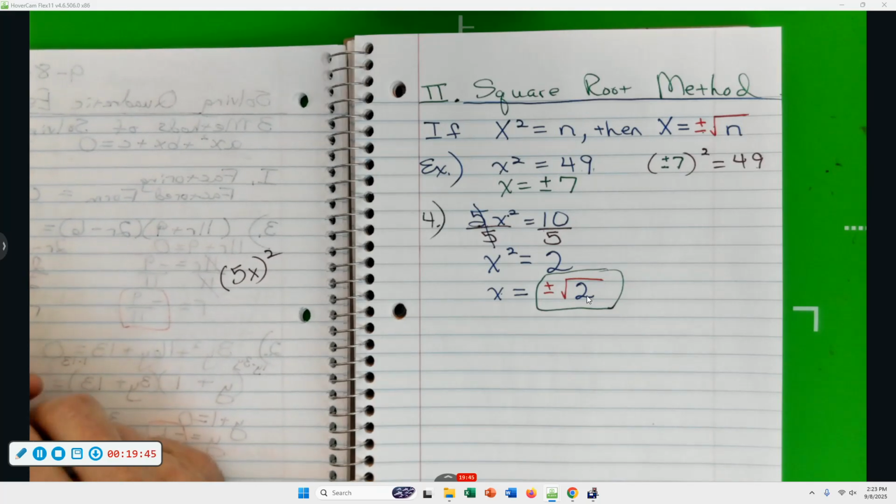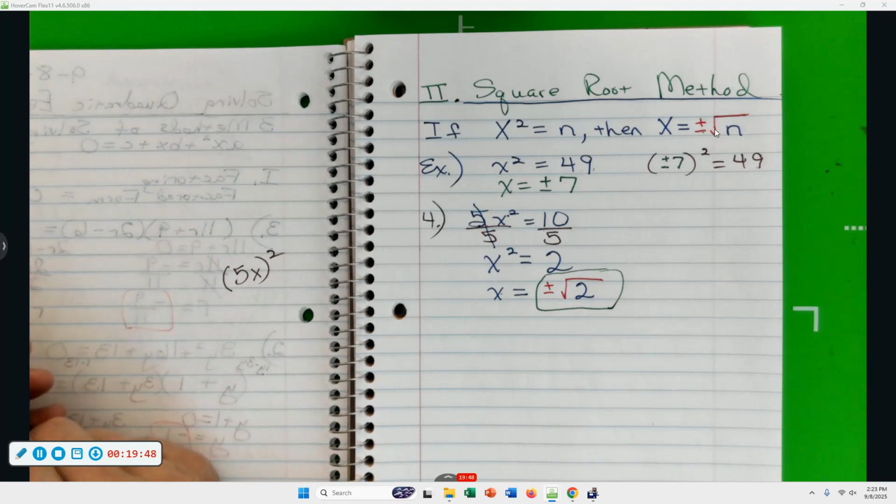But you couldn't simplify the square root of 2, so you just leave it as plus or minus the square root of 2.